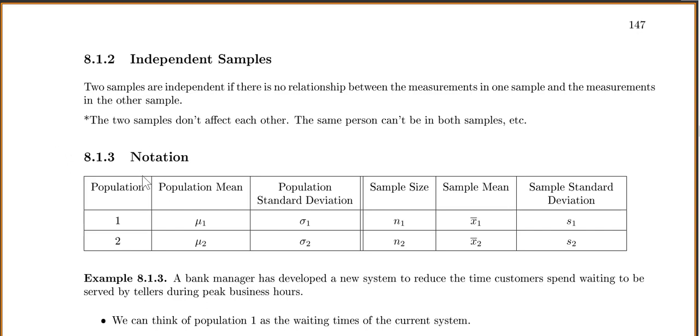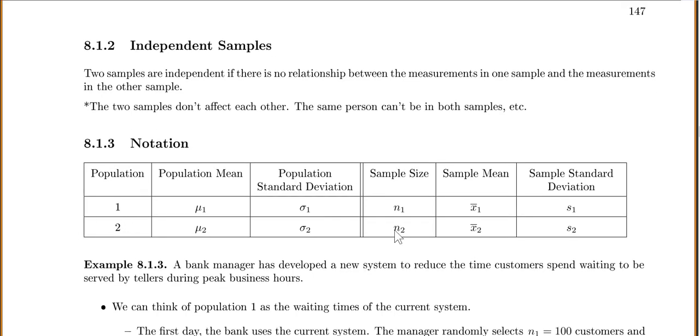There's some notation we should know if we have two populations. Basically, we just put 1s and 2s on everything. So for population 1, we'd have mu1 for our population mean. We'd have sigma 1 for population standard deviation. N1 for our sample size, and for our sample mean, we'd have x bar 1. Sample standard deviation would be S1. So again, all we do is just put 1s and 2s on.